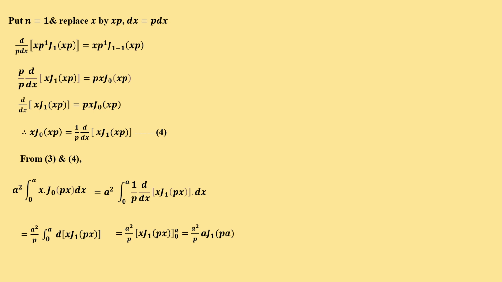So applying the upper limit, instead of x you put upper limit a, so a square by p, a j1 of ax, instead of x you are putting a, so pa, right, minus 0, the lower limit. Therefore a square by a square integral 0 to a x j naught of px dx is equal to a square into a cube by p, j1 of pa, that is equation number 5.